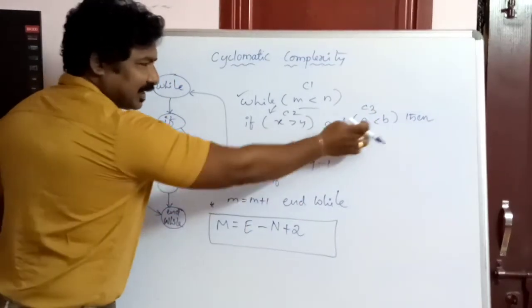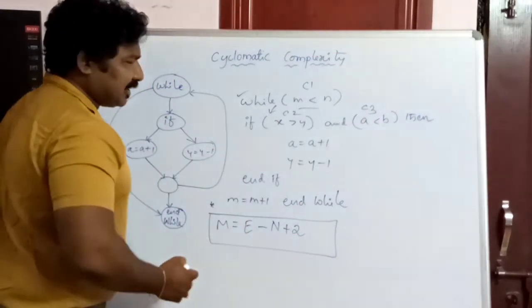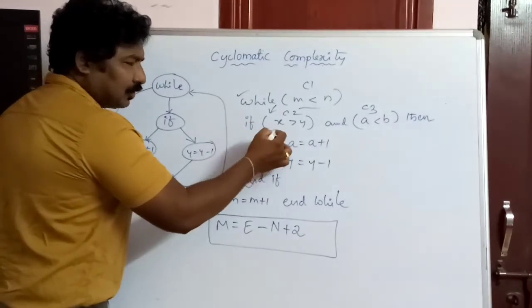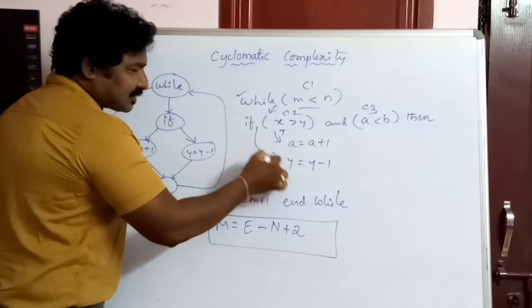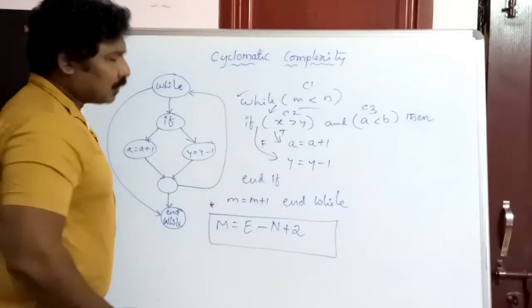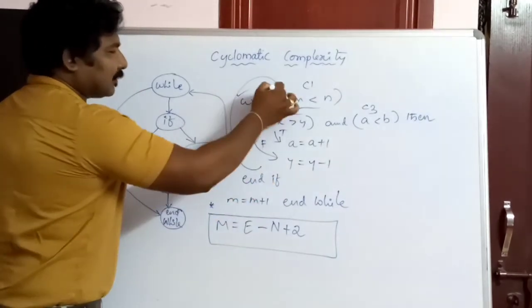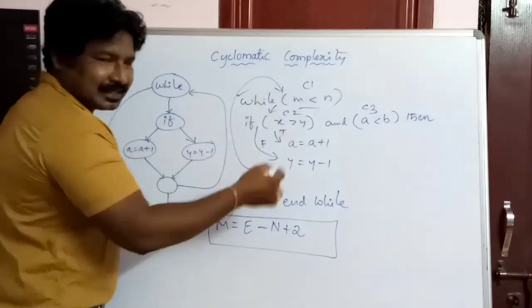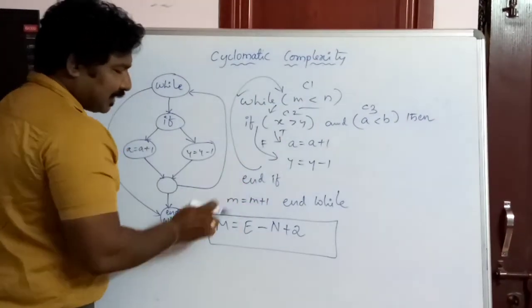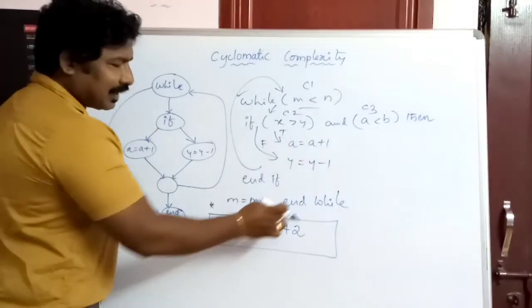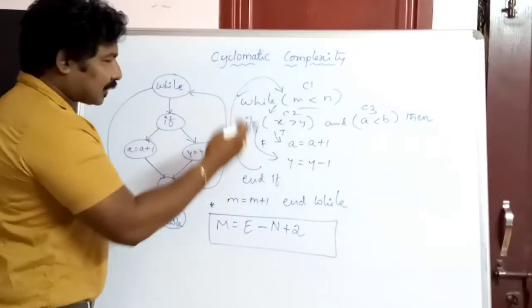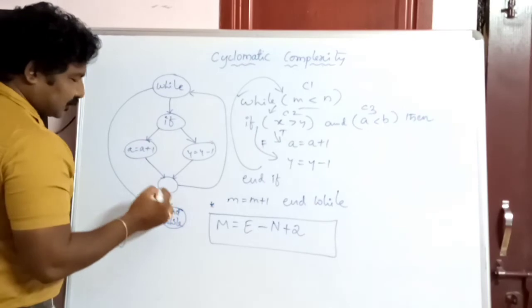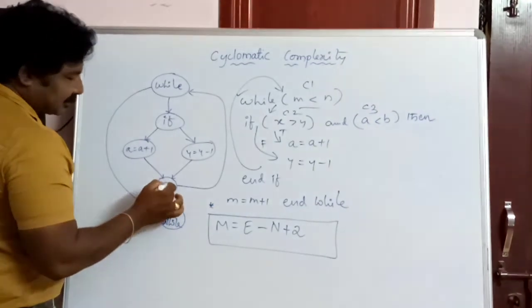x greater than y and a less than b, some random conditions. If this is true, we'll execute this. If this is false, we execute this. Again you'll go here and this will be repeated until your condition becomes false. Then you come here, m equals m plus 1, and end while. Okay friends, so this is the code.